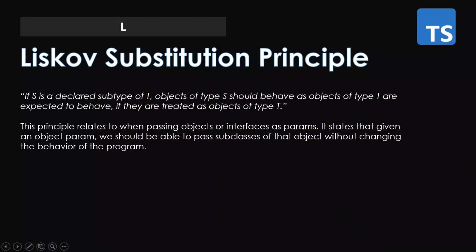Now, this principle relates to passing objects or interfaces as parameters. It states that given an object parameter, we should be able to pass subclasses of that object too without changing the behavior of the program. If you are accepting a parameter of type T, you should always be able to accept a parameter of type S as well. Now you understood. So now we will be moving on to our IDE to implement this pattern.